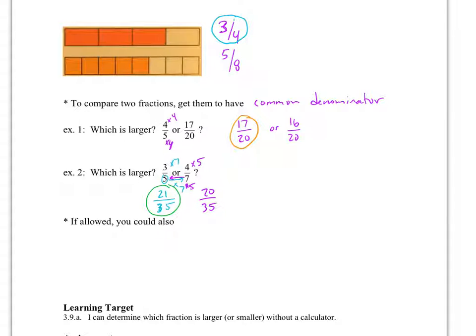So getting a common denominator: if you take the denominators and multiply them by each other, you'll have the same denominator. And then you just take the top and multiply by whatever you multiplied the bottom by. Little star here: if allowed, you could also use a calculator.